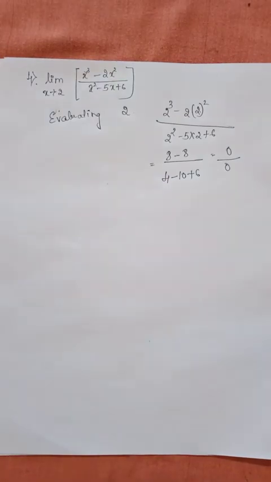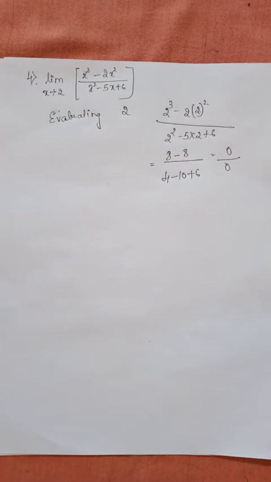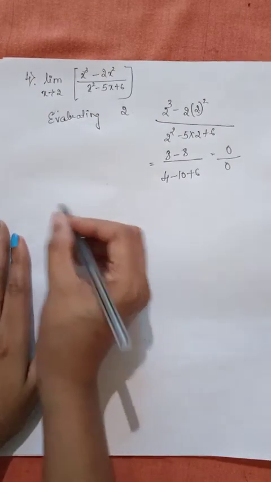So when we directly evaluated at x equal to 2, what did we get? We got 0 by 0 form. So that means we cannot directly substitute x equal to 2. We just have to make some simplification. We just have to simplify our function. So that we will do.